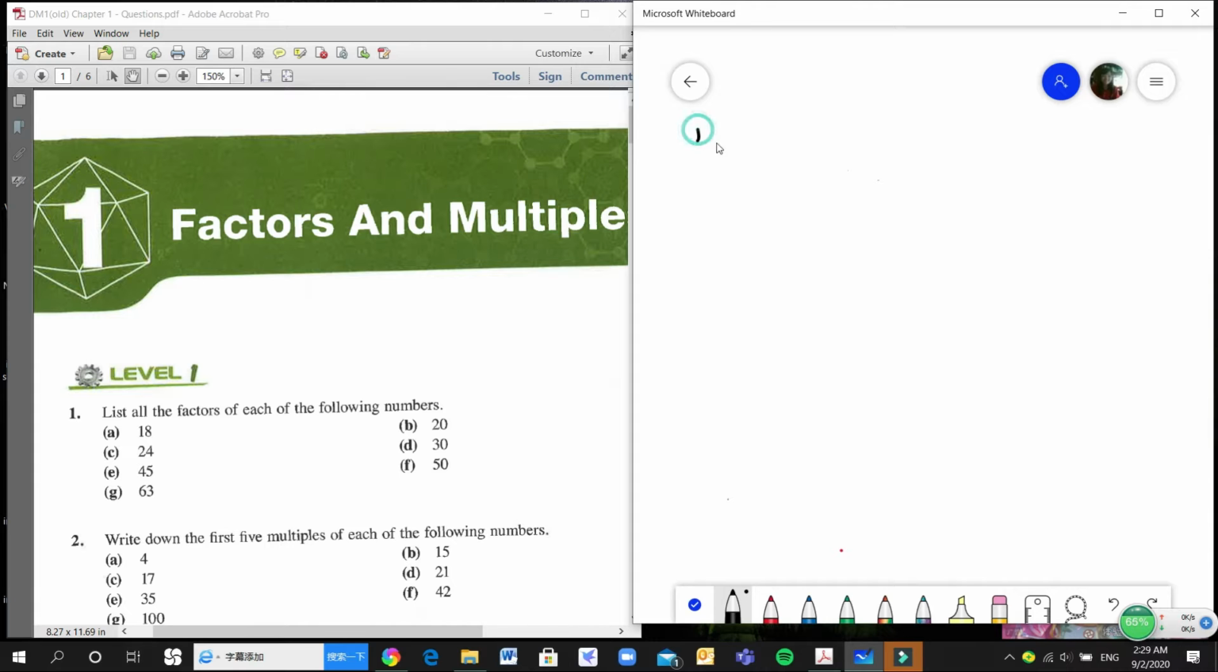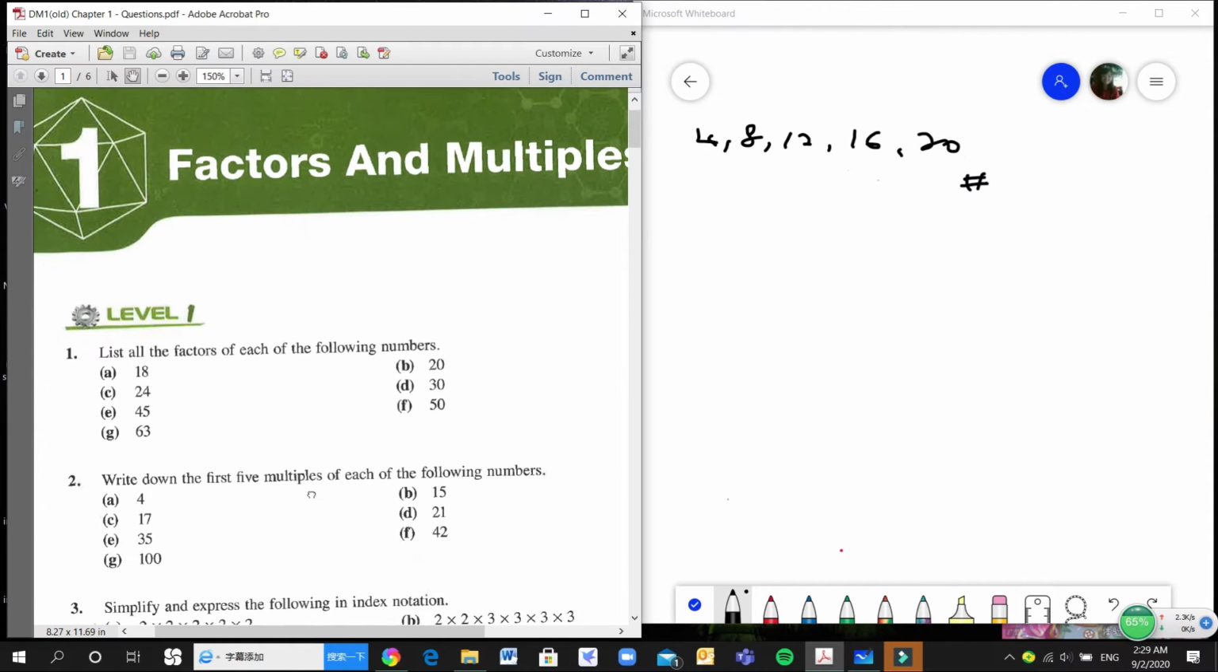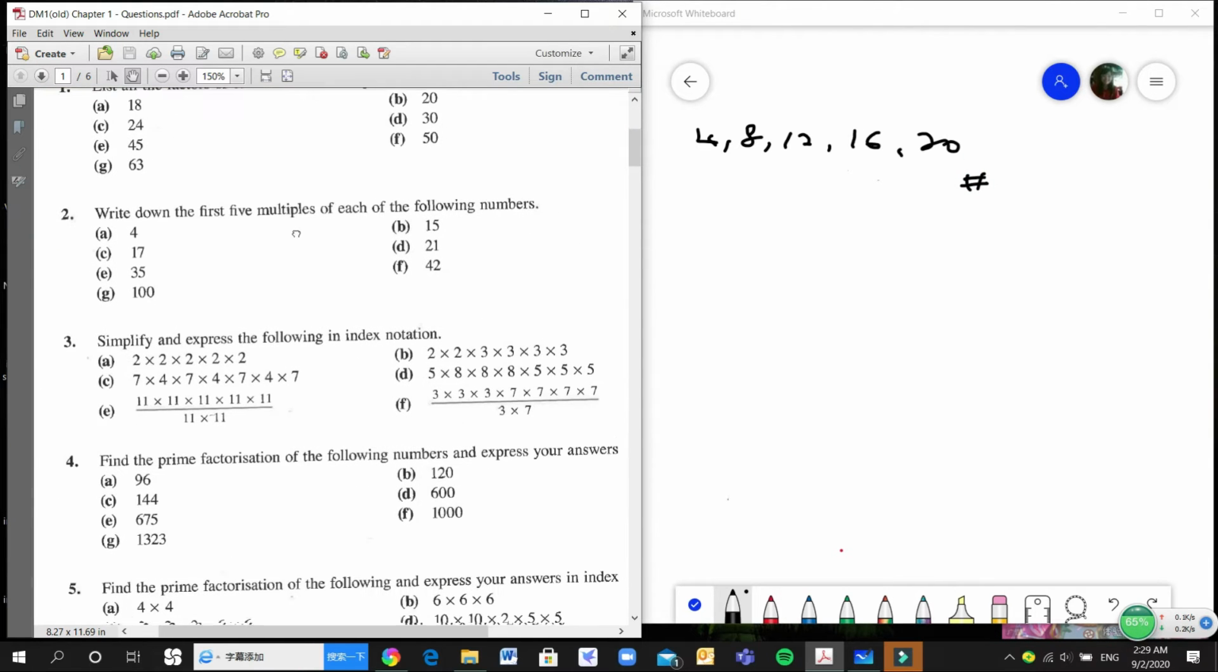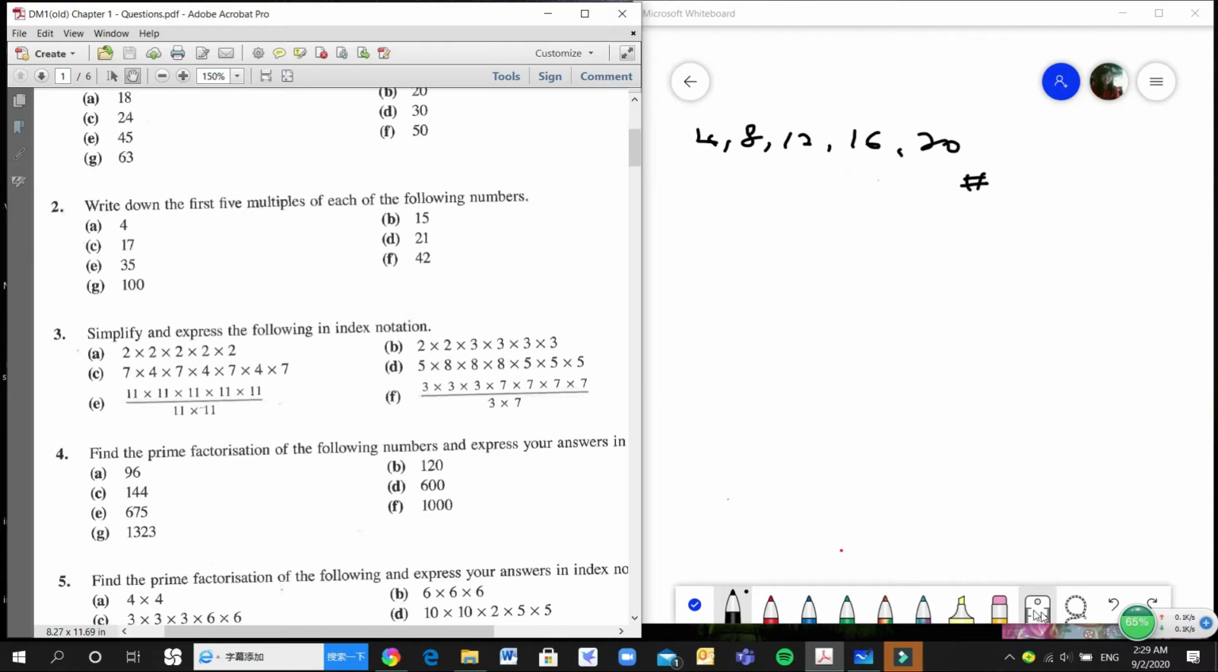So for example, 4. The next one will be 8: 1 times 4 is 4, 2 times 4 is 8, 3 times 4 is 12, and then 4 times 4 is 16, and then 5 times 4 is 20. Then we can stop here because they just ask you to list down the first 5 multiples. Then we don't care about the rest.